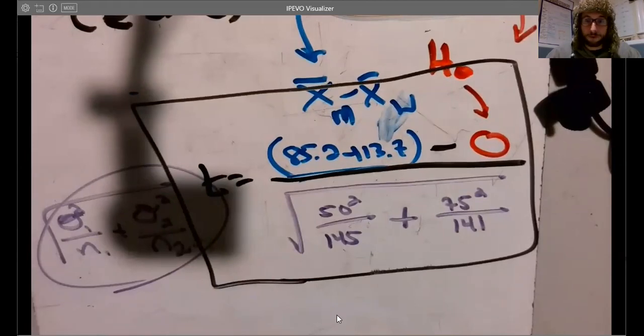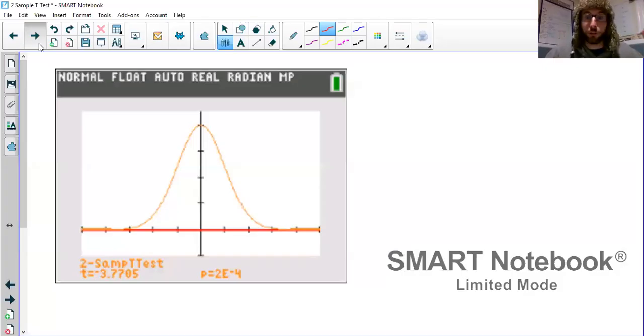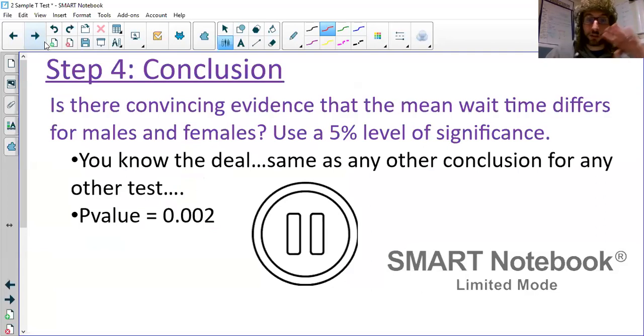All right, so that's it for the math here. Now, a little more about the math. I want to take a peek at this picture, just to refresh our memories on some stuff. I already mentioned you could write the conclusion, same deal as always, and that's what I would do. But jumping back to the picture.